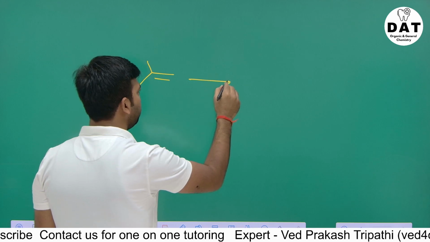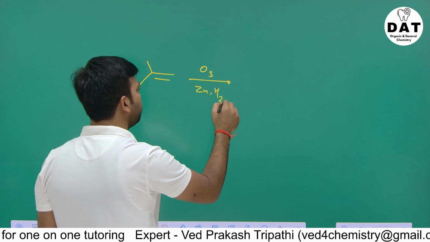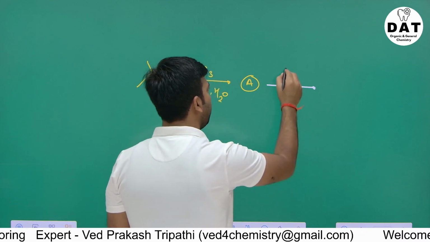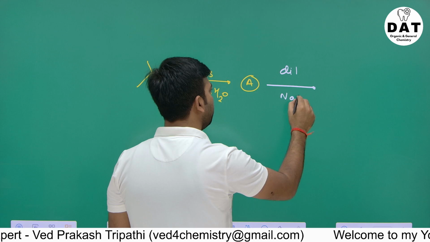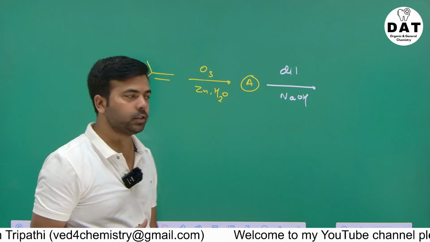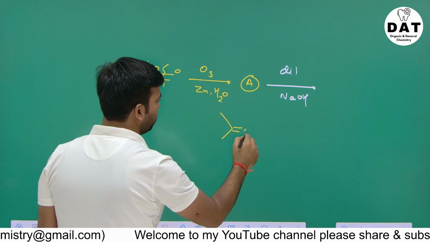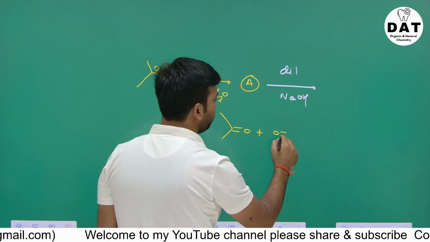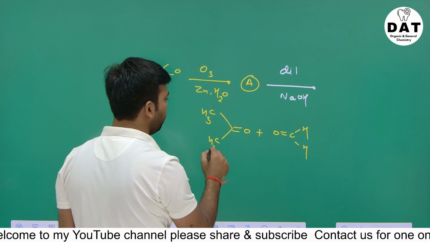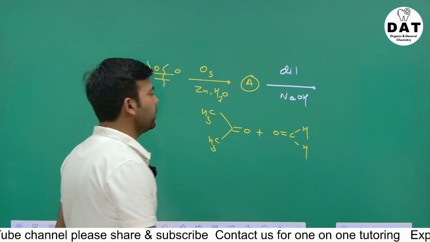and then we are going to start with O3, zinc, H2O. This is unknown product A, and then A is treated with dilute NaOH. Clear? So the first step is what? Reductive ozonolysis. So you have to break this and attach oxygen on both sides. So you have this product, ketone and this aldehyde. And now we have 2 moles of carbonyl. We are using NaOH as a base. So the reaction is aldol.